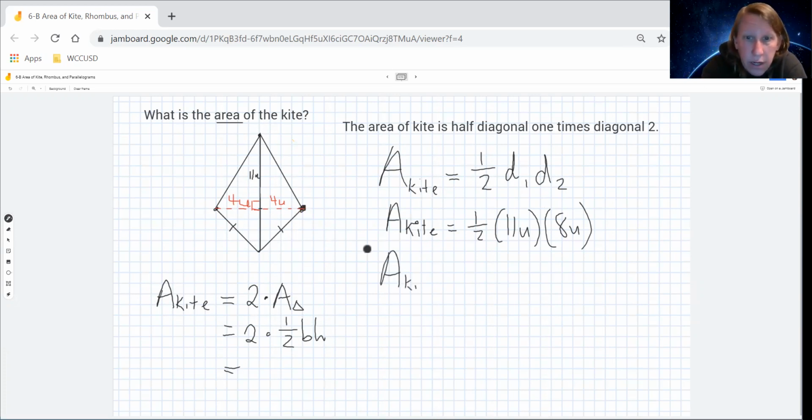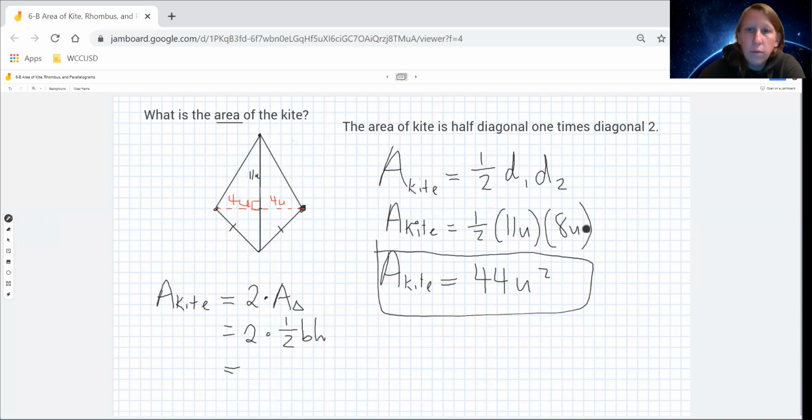Okay, and then you have the area of the kite. And I'm going to multiply these together. Half of 8 is 4. And 4 times 11 is 44. And units times units is units squared. And this is how your work could look. You have the formula, you substitute using parentheses, you include your units in the substitution, and then you write your final answer with your square units, because what's area? It's the number of squares that fit in something.